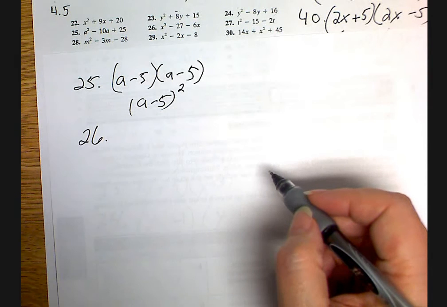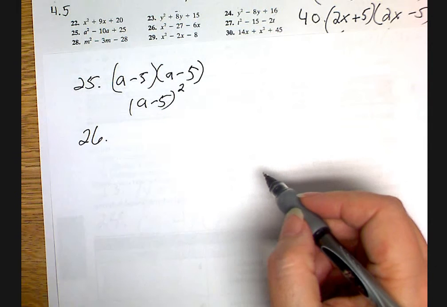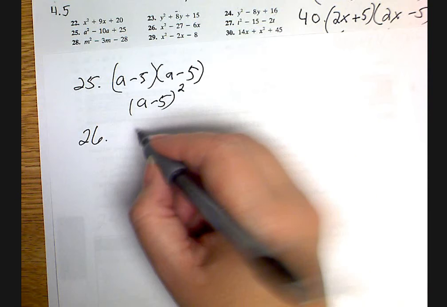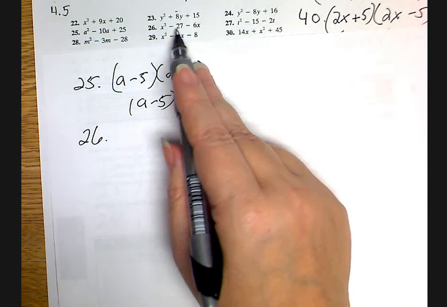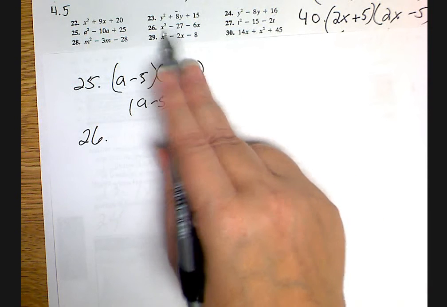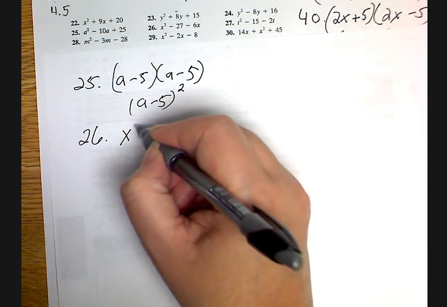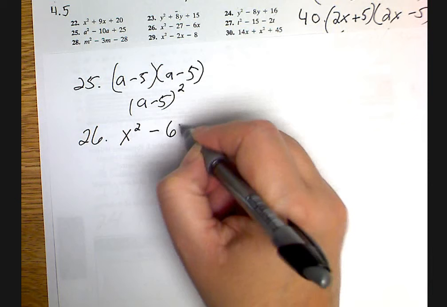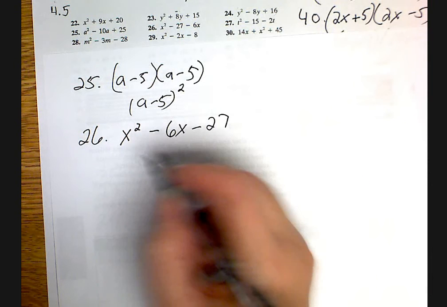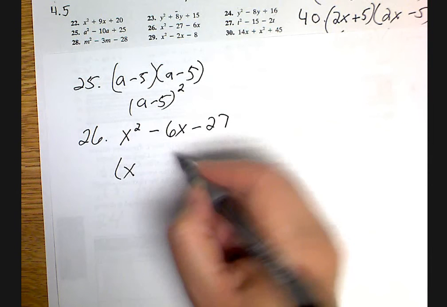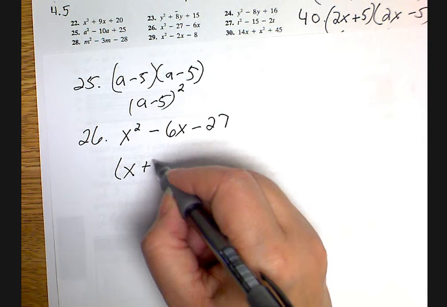All right. Sebastian, 26. X plus 3, x minus 9. The one thing too that you guys will have to make sure you do is put this in order. It still might be right, but you have to put it in descending order. So your answer was, say it again. X plus 3, x minus 9. Very good.